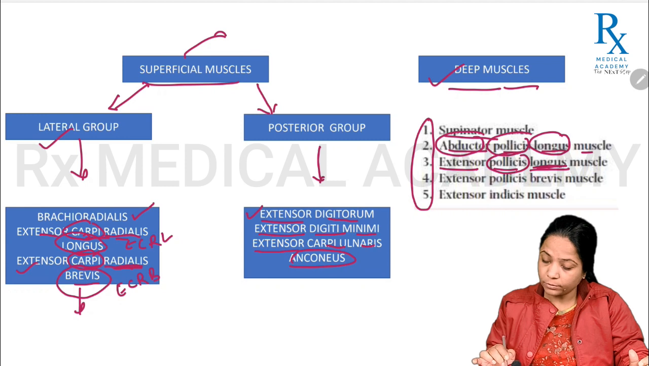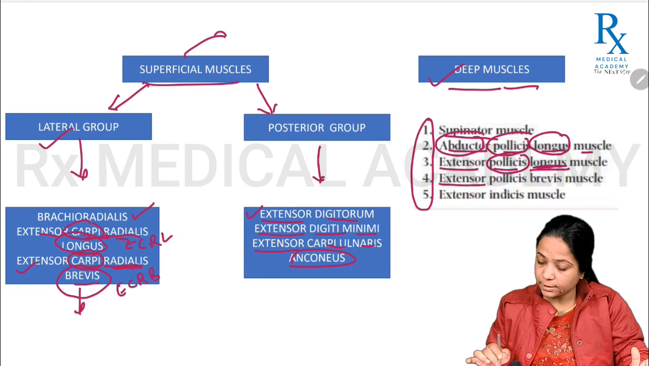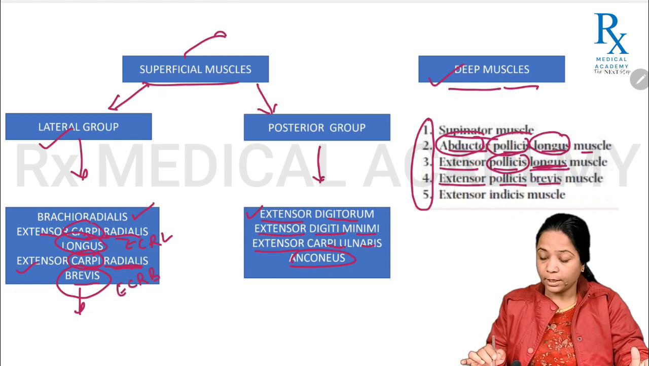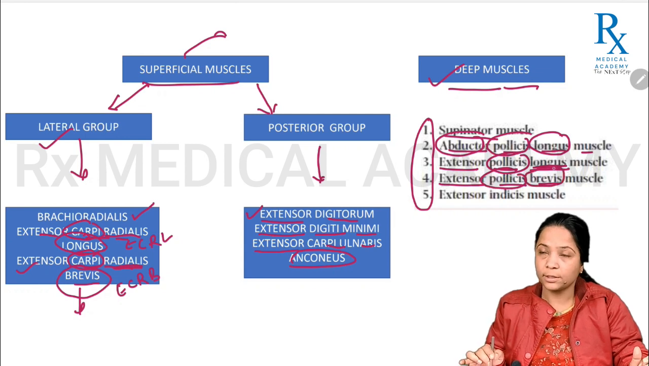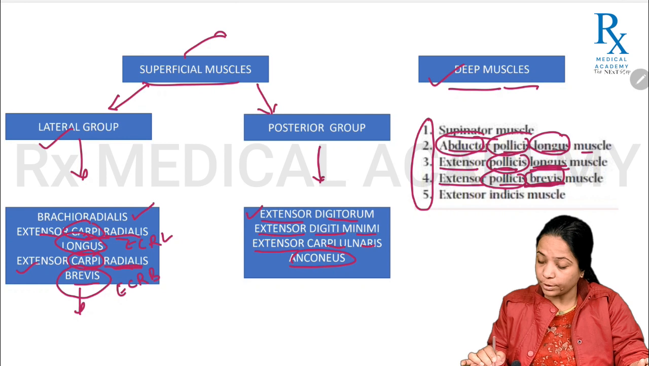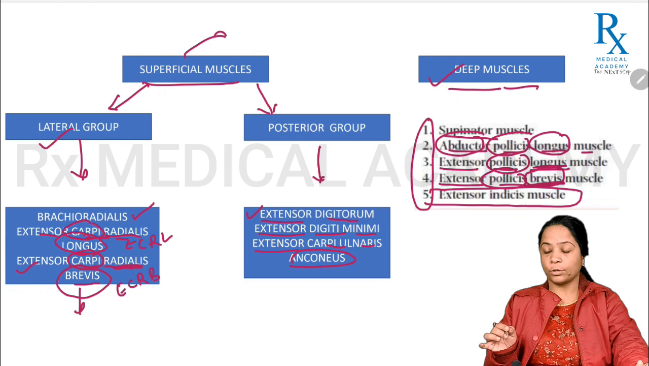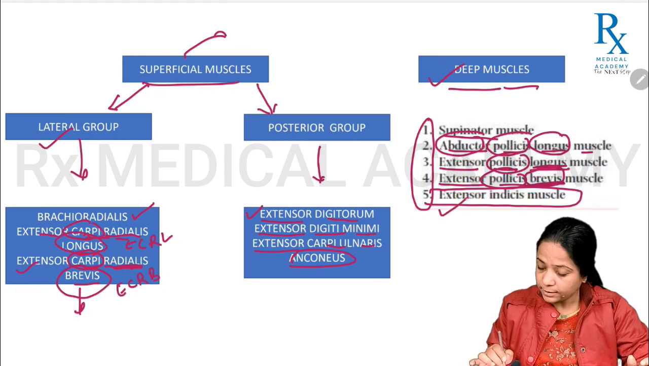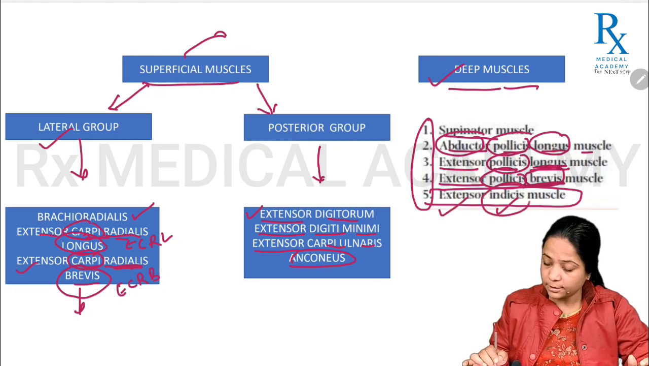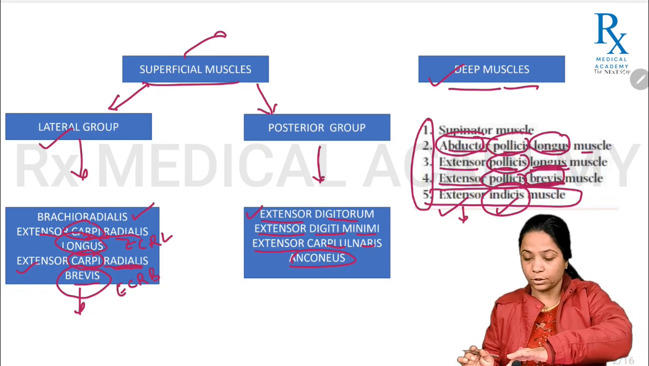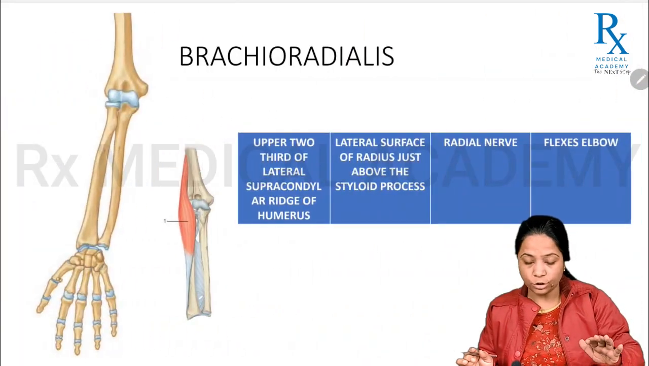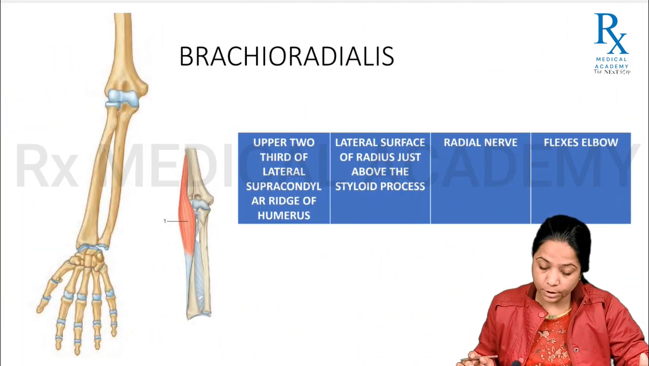The next muscle of the deep group of the posterior compartment of the forearm is extensor pollicis brevis muscle, that means it is producing extension at the pollex, that is thumb, and the size of this muscle is small, that is why the name includes brevis. Then we have the fifth muscle in the deeper group of the posterior compartment of the forearm. This is known as extensor indicis muscle. Indicis is related to the index finger, and the function of this muscle is to produce extension. Now we will see the detail of each muscle on the posterior compartment of the forearm.